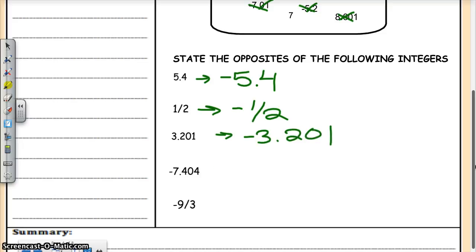Positive 7.404. Man, we are like a choir. What's the opposite of negative 9/3? Positive 3, it's in simplified terms. Yes, 3 would definitely be it.